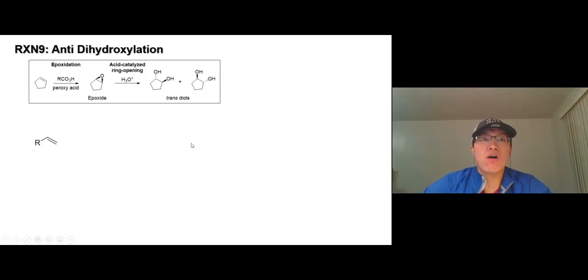Next reaction is called anti-dihydroxylation, right? So what's going on here? So di means two, hydroxyl group, so there's an alcohol. So adding OH across an alkene, and they are anti-addition. See that? So one of them is wedge, the other one is dash, right?